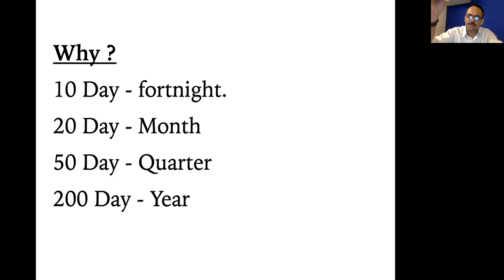31 minus 8 or 30 minus 8, still we have 22 working days in a month. Why don't we use a 22-day moving average? Why do they use a 20-day moving average? That is question number 1.